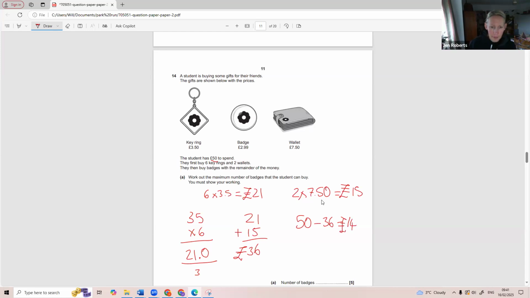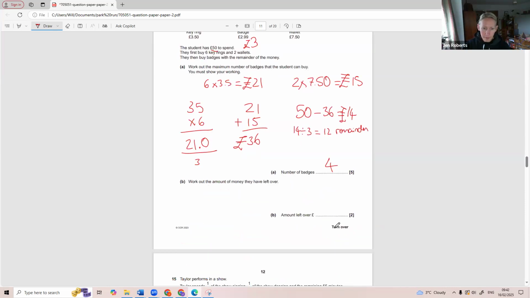Okay, so each one's £2.99 each badge. I'm going to just round that to £3 just for the time being. So 3, 6, 9, 12 would be 4 badges, right? So you can get 4 badges. How am I going to show that in a calculation? Maybe I'm just going to put 14 divided by 3 equals 4 remainder 2, but that's fine for your working out. Work out the money that's left over.